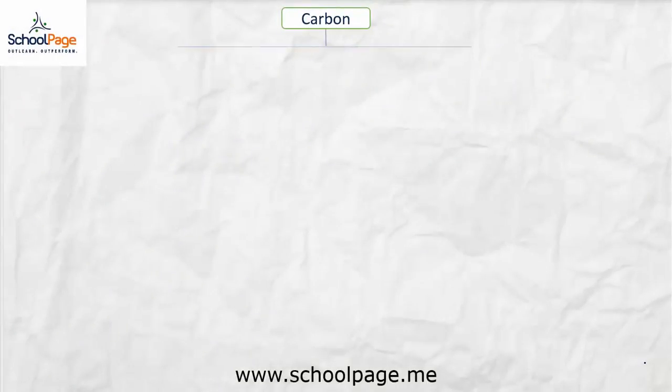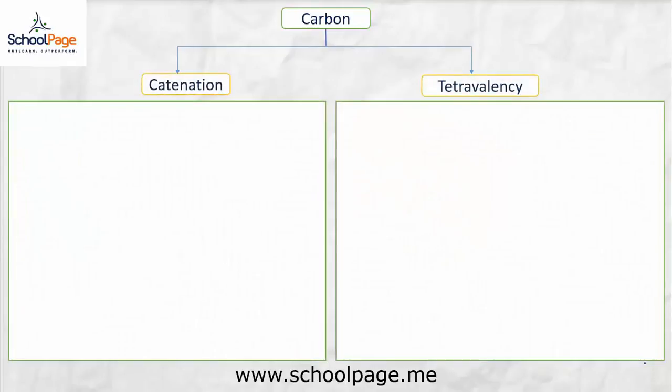Carbon has two important properties, catenation and tetravalency. Catenation is also called self-linking. This is because catenation is the property of carbon to bond with other carbon atoms forming long chains of molecules. Now observe here, each carbon atom is linked to the other carbon atom forming a long chain. This property of carbon is called catenation.